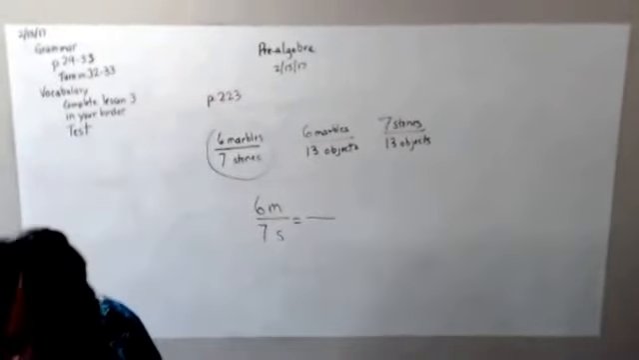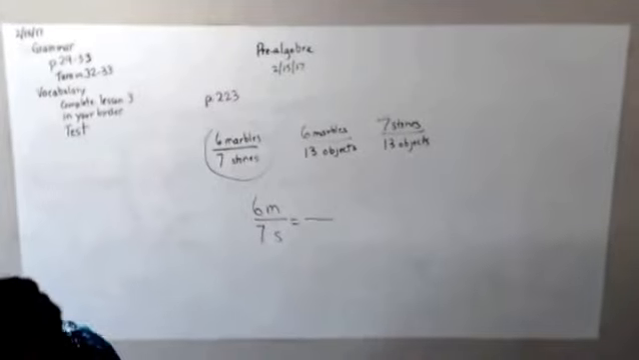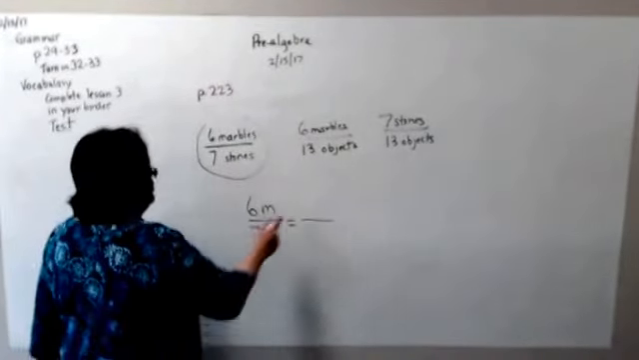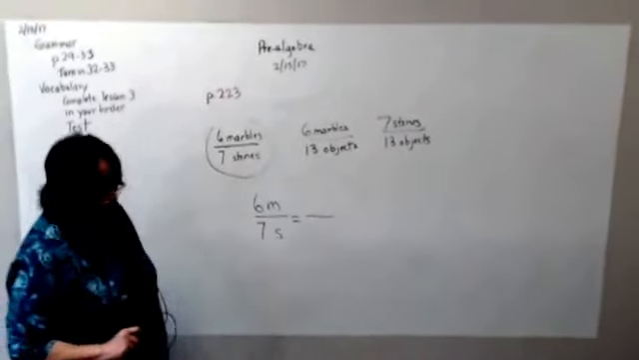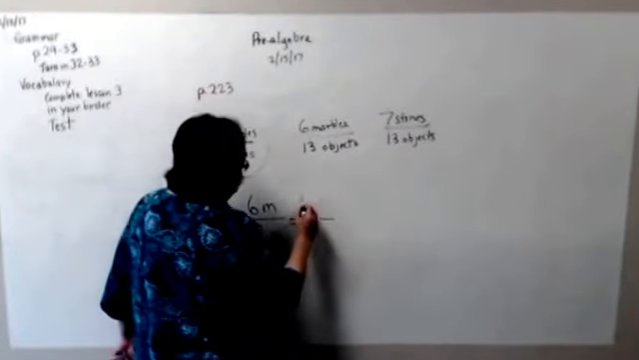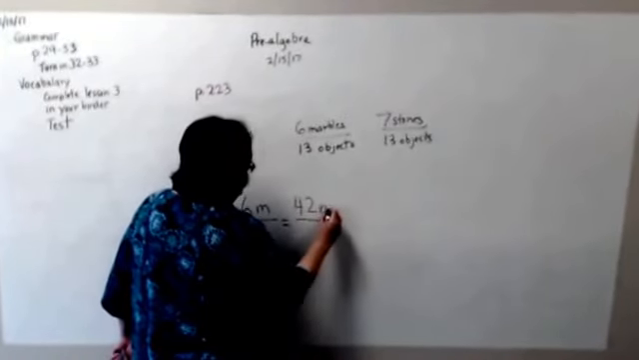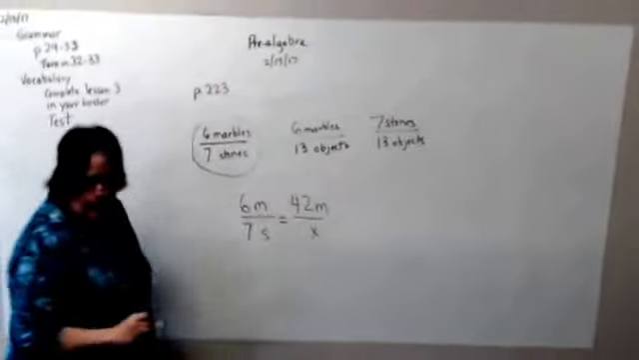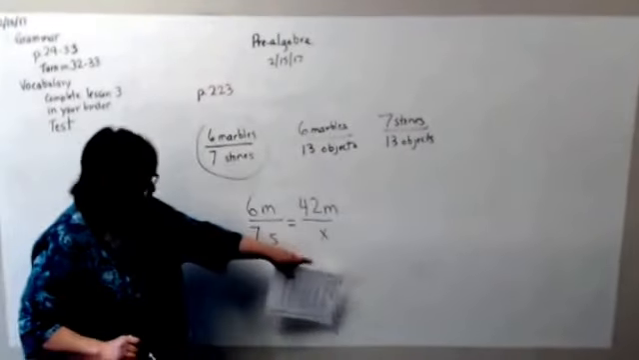It's 42 marbles. And do marbles go on the top or the bottom? Top. Yeah, we put them on the top, because that's how they gave it to us. And then this is what they want to know. Oh, how many stones? And stones are at the bottom.